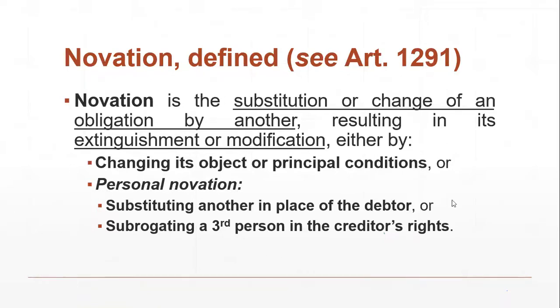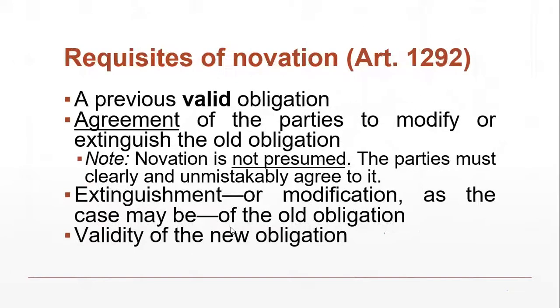Or, no, the other two modes, we call those personal novation. So number two, substituting another in the place of the debtor. Or number three, subrogating a third person in the creditor's rights.